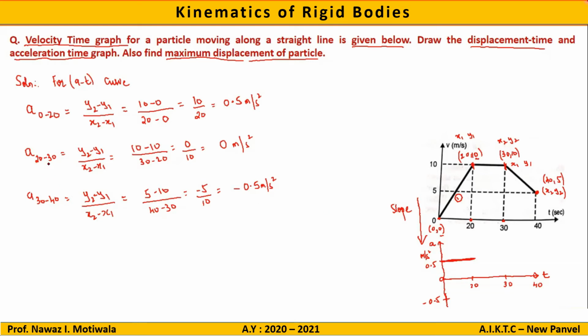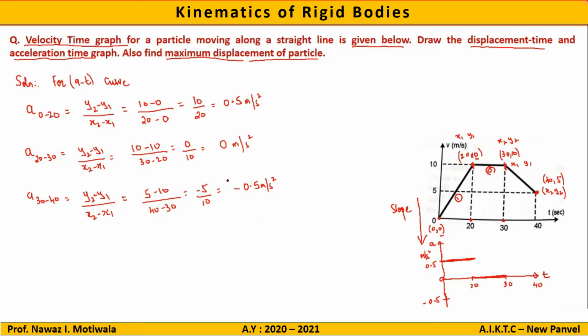Now between 20 to 30, the value is 0. That means it should be somewhere on this line. But which type of curve? So again, the degree of the curve between 20 to 30 in the VT diagram is 0. So if the degree is 0 here, it is quite obvious that it lies on the axis only.